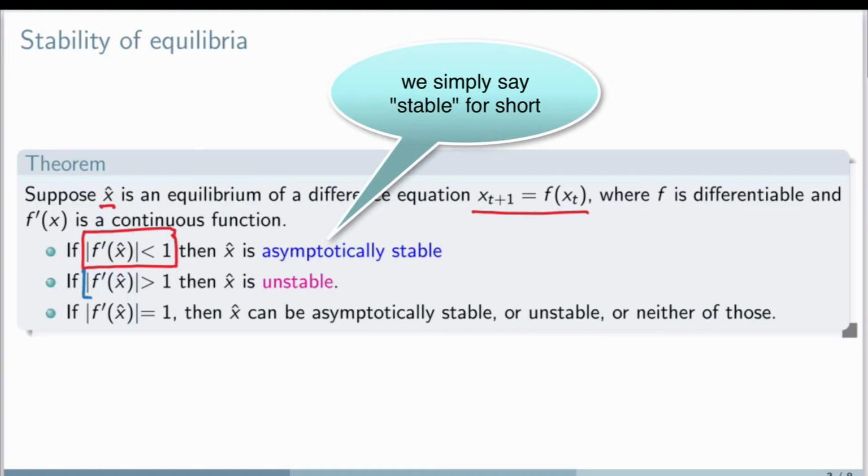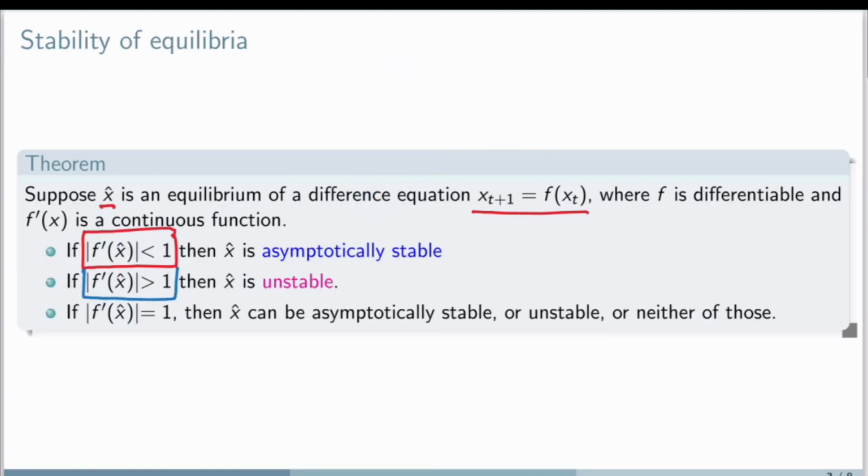If the absolute value is bigger than 1, then we are in the unstable case. And finally, if the absolute value is equal to 1, then actually it could be either way. It could be asymptotically stable, it could be unstable, or it can even be neither of those.